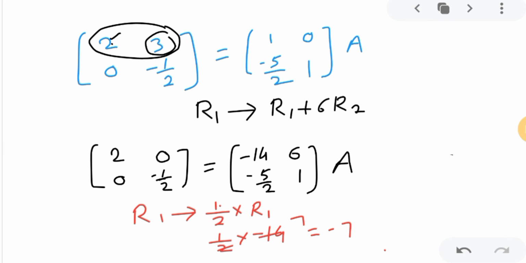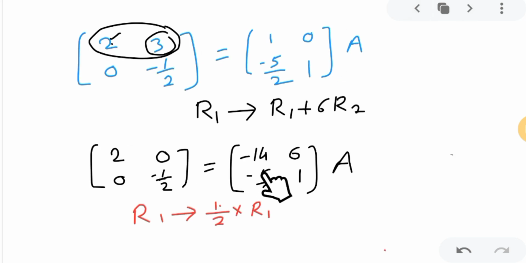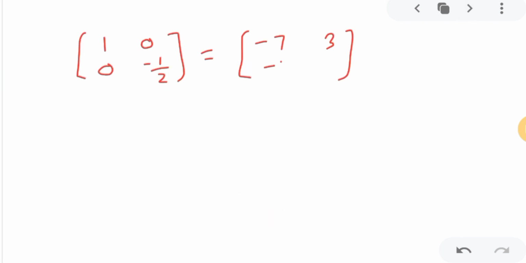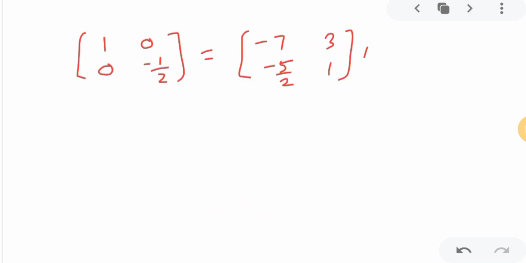Similarly, the second element 6 will become half into 6, that will be 3, correct, by performing the operation. And R2 I am not performing operation on, so R2 will be the same, minus 5 upon 2 and 1, correct. So this is the same, and this A will be A only.